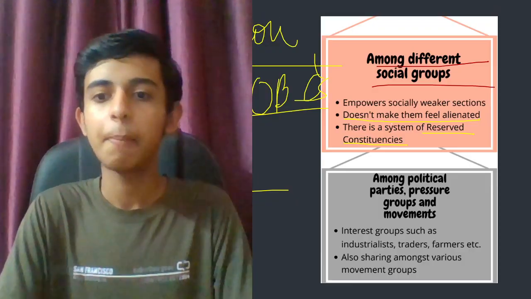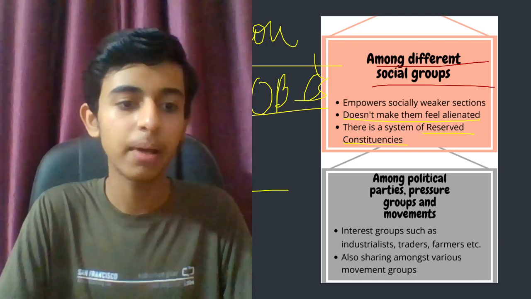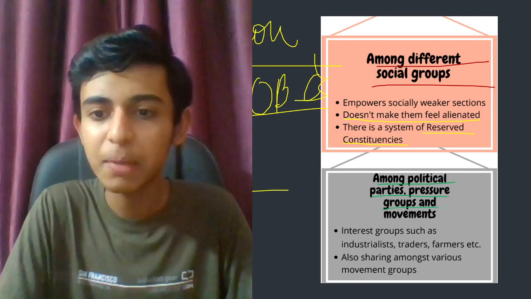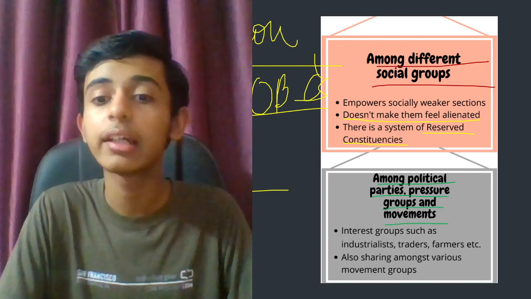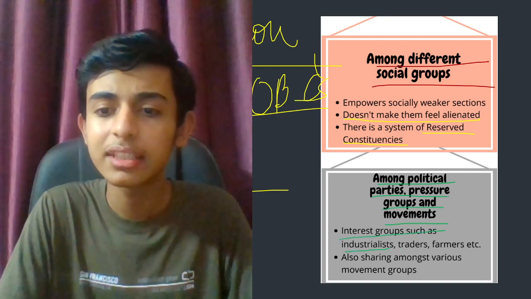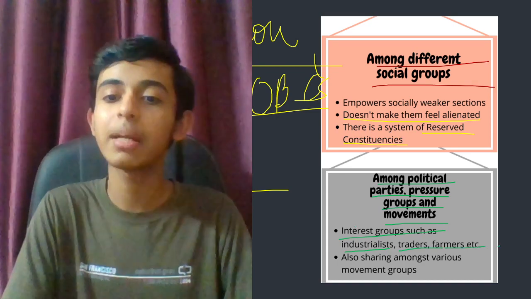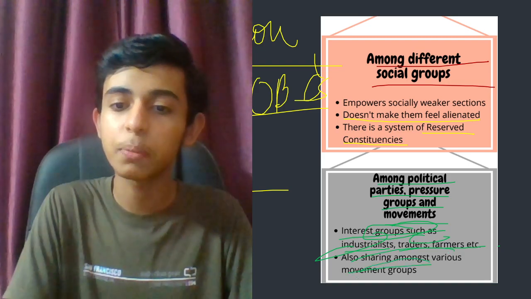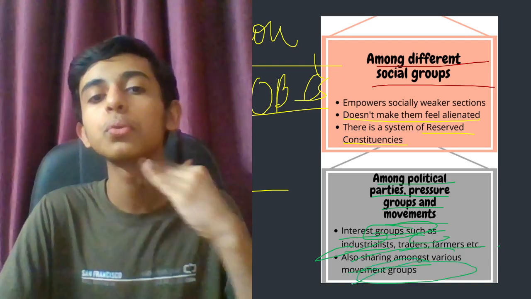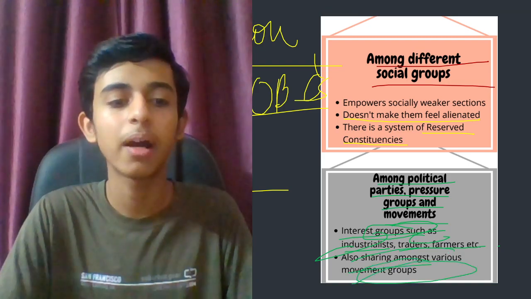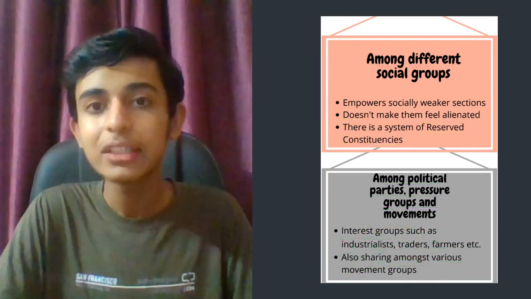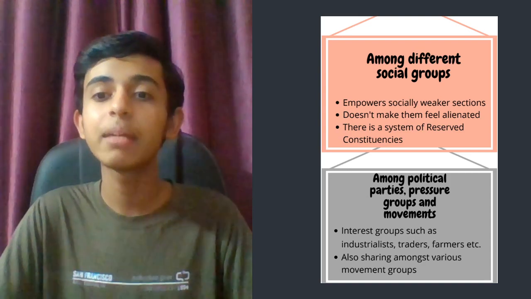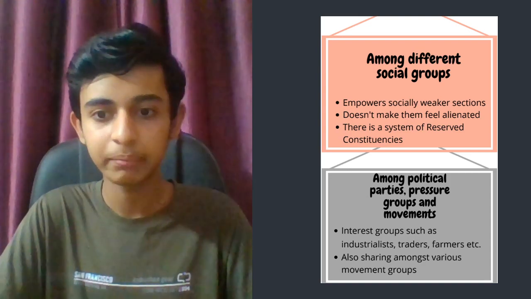Okay, perfect. Now the second is among political parties, pressure groups and movements. Like interest groups such as industrialists, traders, farmers, etc. So power is shared among these people also, and also among various movement groups. The people who do different movements are related to that, so power is shared among them as well. You can imagine in a country like India, we have different people, so it is very, very important to preserve their interests.